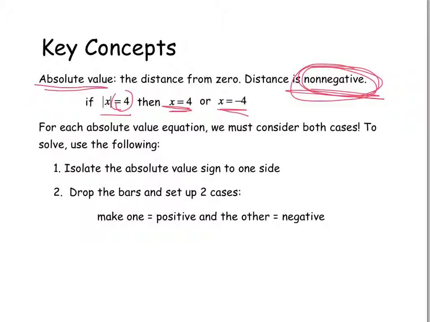So in each absolute value equation, we must consider both cases. We solve by using the following. First, we want to isolate the absolute value sign to one side of the equal sign. We drop the bars and set up two cases. Make one positive and the other negative. Okay? Isolate your absolute value sign, drop the bars, and set up two cases.